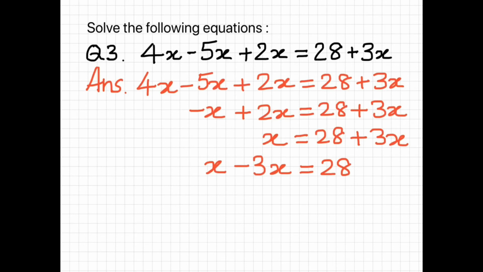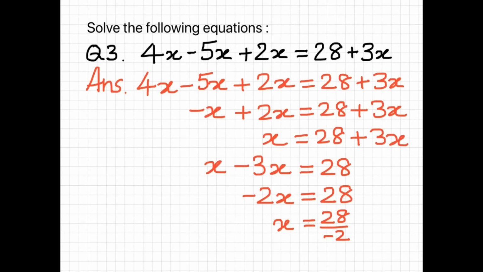Now we need to simplify x minus 3x. We get minus 2x. This is equal to 28. Now we need to find the value of the variable x. So we need to get rid of this minus 2. So we are going to transpose minus 2 to the right hand side. We get x is equal to 28 divided by minus 2.